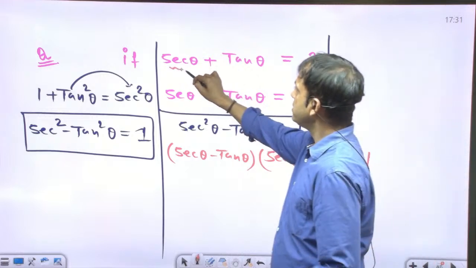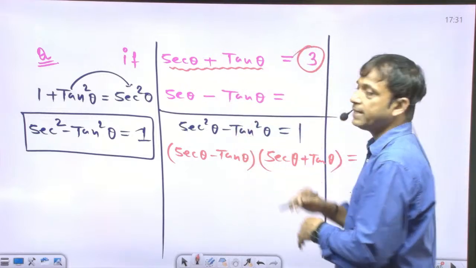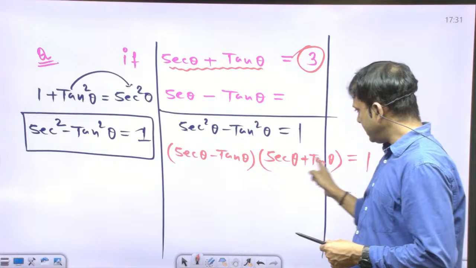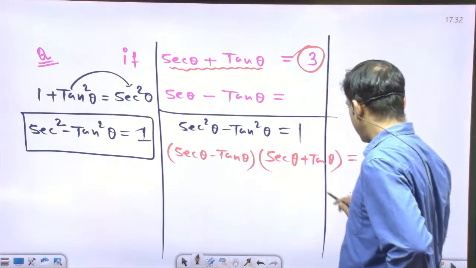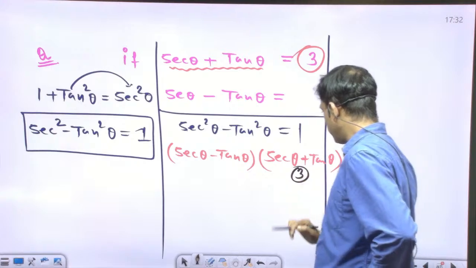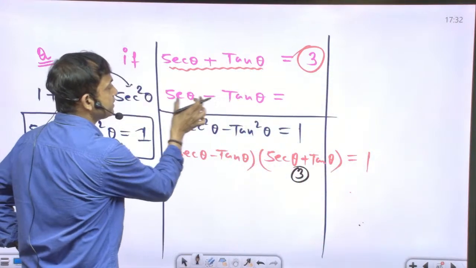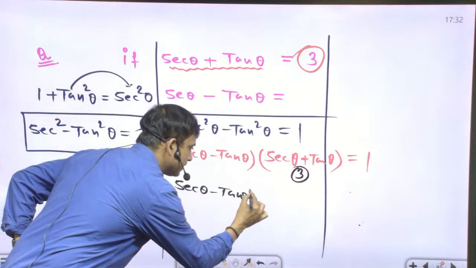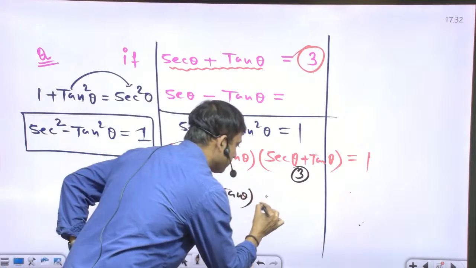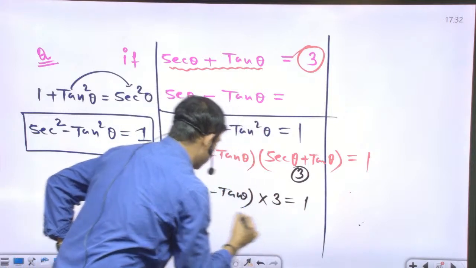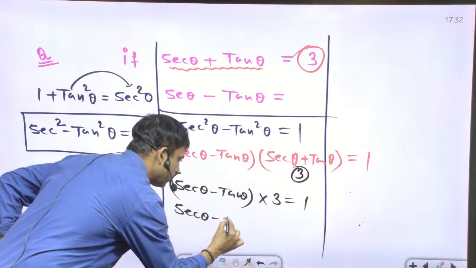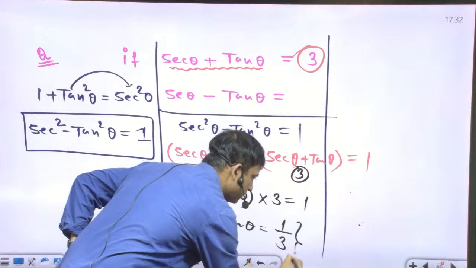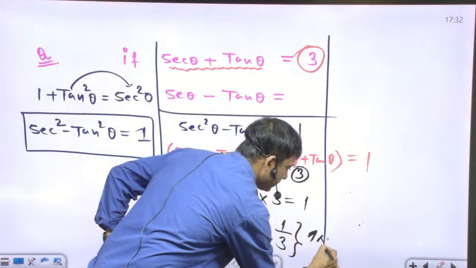Now take this question. Sec theta plus tan theta is given as 3. So put the value: this part will be 3. And the question is sec theta minus tan theta. So sec theta minus tan theta multiplied by 3 equals 1. So your answer will be the reciprocal of 3, that is 1 by 3.